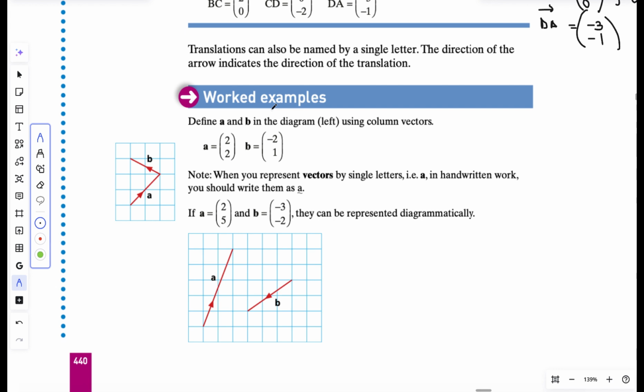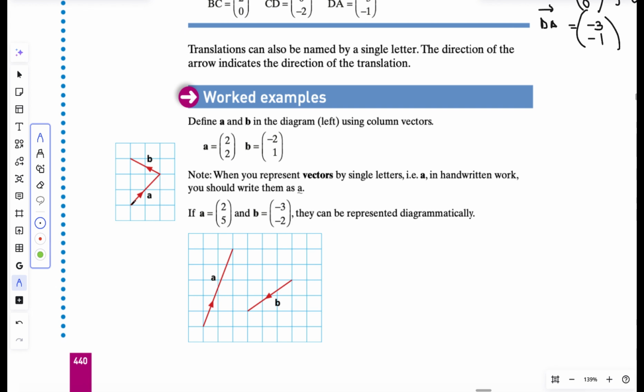The direction of the arrow indicates the direction of the translation. Yeah, we already talked about that. The direction of the arrow shows you the direction of the translation. For example, if you look at this vector a, it's going rightward. Since it's going rightward, in the x-axis it covers 2 boxes, so it will be +2. But it's also going upward, and in the upward direction, how many boxes does it cover?